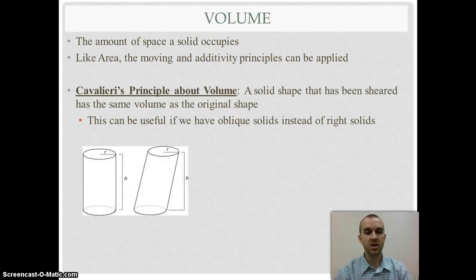Now, what that's talking about, the shearing concept, is what happens with oblique solids. It's that idea that we've shifted one of those bases, but we've maintained height. So as long as the height is still the same, the volume of the right cylinder in this case would be the same as the volume of the oblique cylinder, but the height must be maintained.